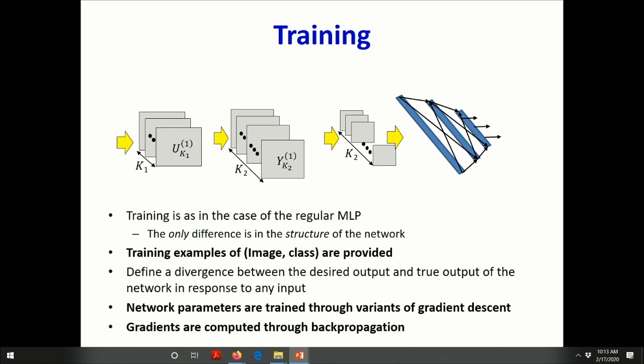Now, here's the issue. We've seen what it looks like. We've seen how you've got to compute it. You've seen how many parameters it has. You've seen the different ways of arranging the entire computation. But then there's the final piece. How do you learn it, right? How do you train the model?